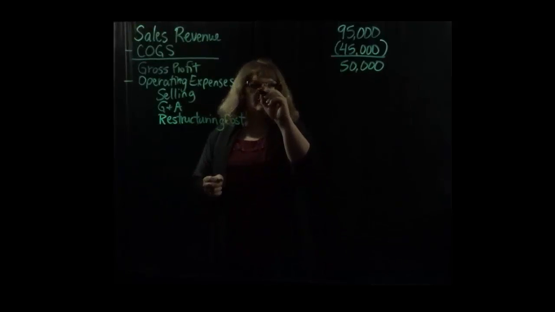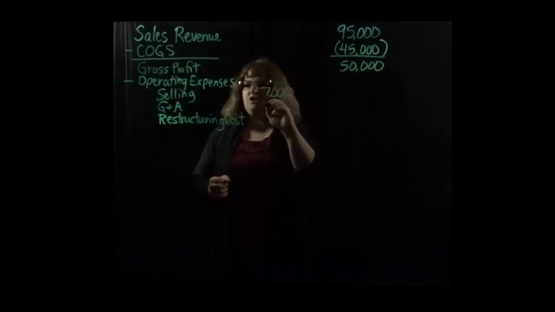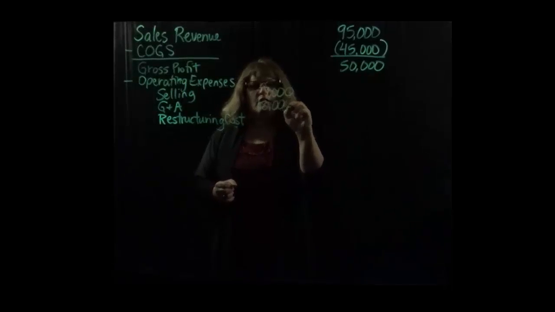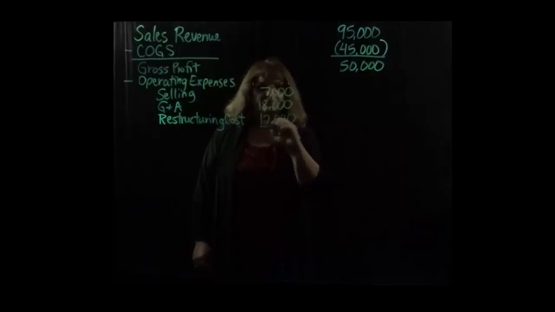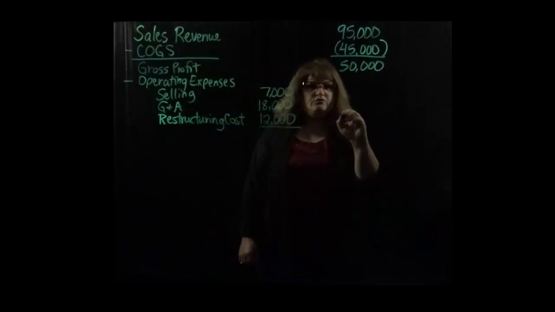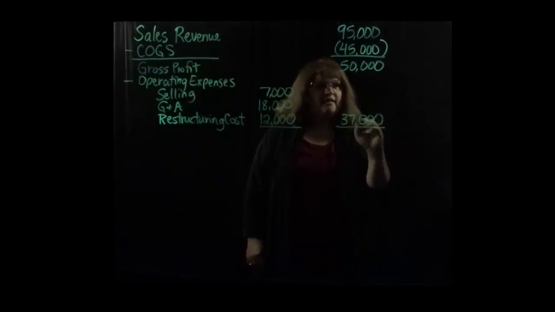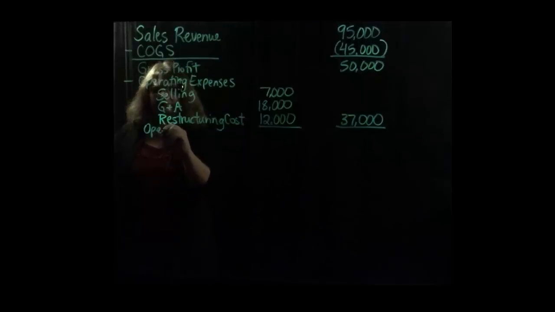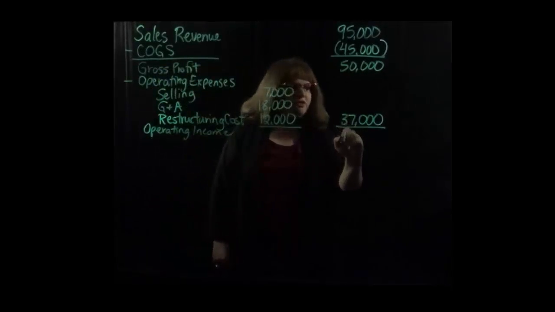So in this company, the selling expenses are $7,000. The G&A expenses are $18,000. And the restructuring costs were $12,000. If we add those together, those total $37,000. And that leaves us with operating income of $13,000.